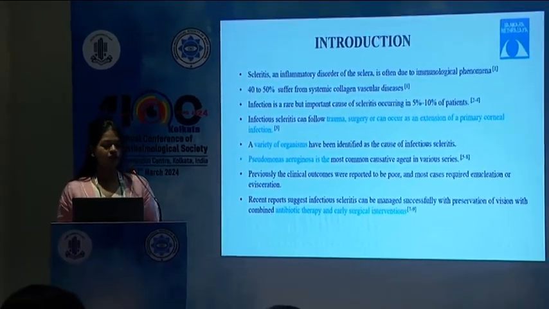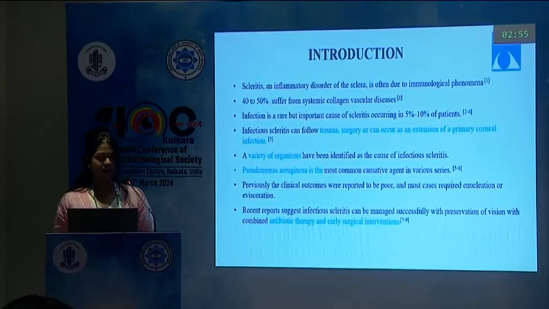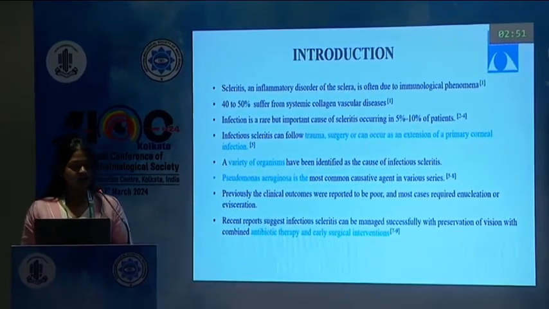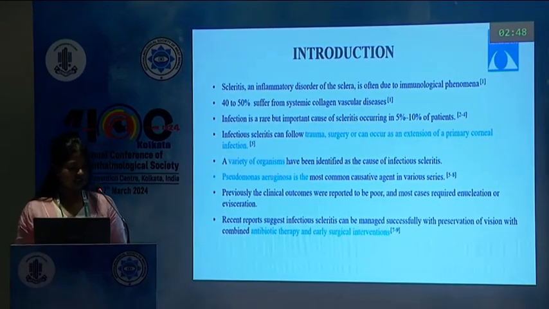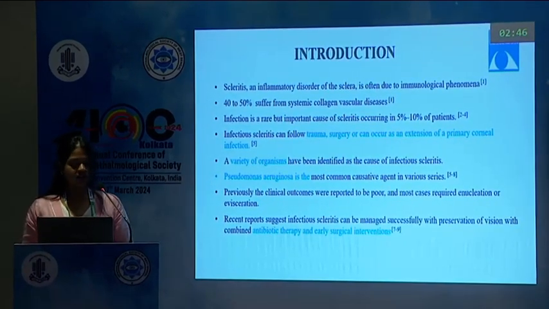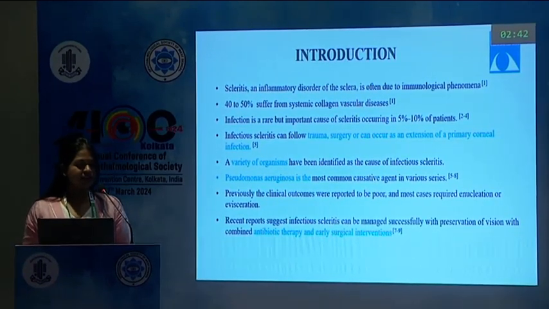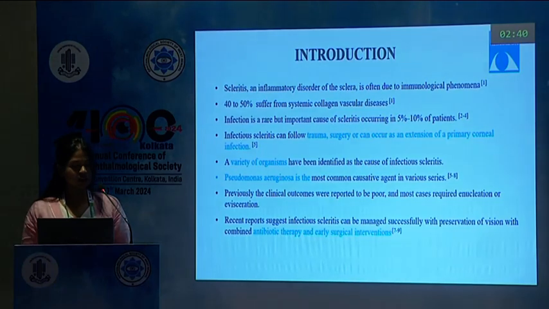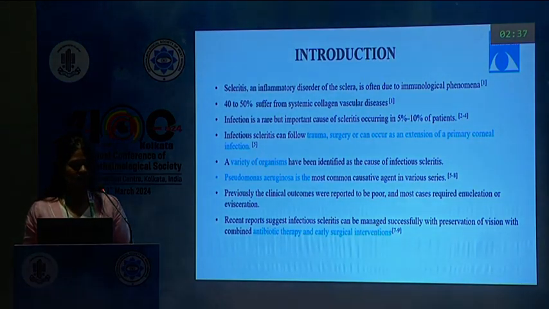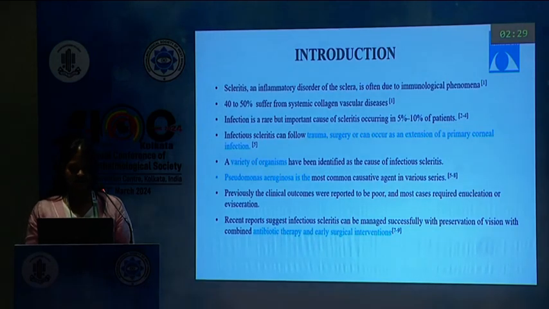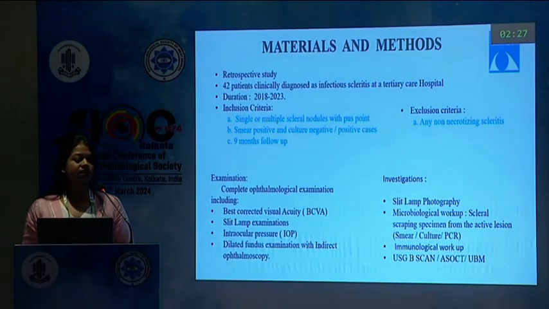Infectious scleritis can follow trauma, surgery, or can occur as an extension of primary corneal infection. A variety of organisms have been identified as a cause of infectious scleritis. Pseudomonas aeruginosa is the most common causative agent in various studies. Previously, clinical outcomes were reported to be poor and most cases required enucleation and evisceration. Recent reports suggest infectious scleritis can be managed successfully with preservation of vision with combined antibiotic therapy and early surgical intervention.